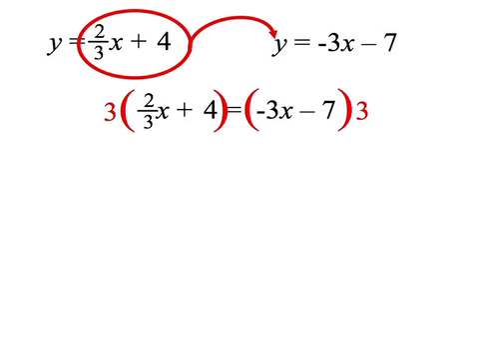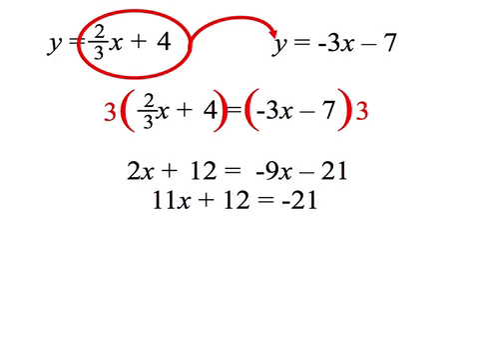And 3 times 2/3 x is 2x. 3 times 4 is 12. Negative 3x times 3 is negative 9x, and 7 times 3 is 21. And now we'll perform a couple of transformations. The first one is to add 9x to both sides, so we now have 11x plus 12 is negative 21. And then we add negative 12 to both sides to get 11x equals negative 33. We divide both sides by 11.